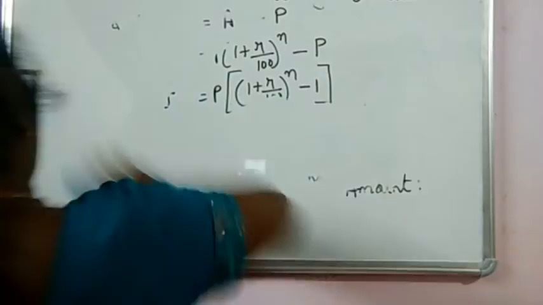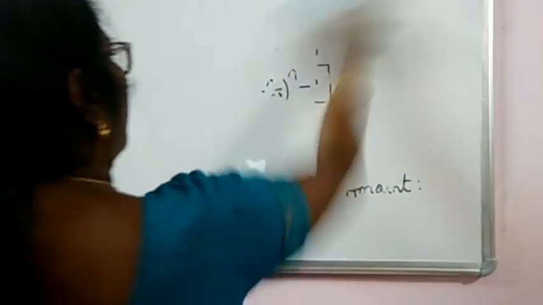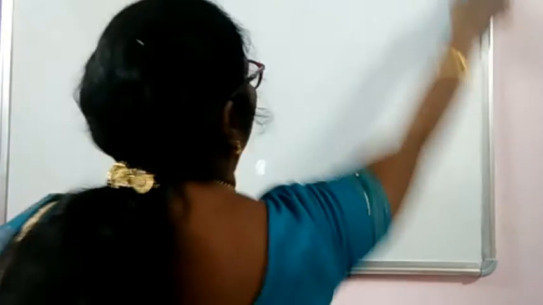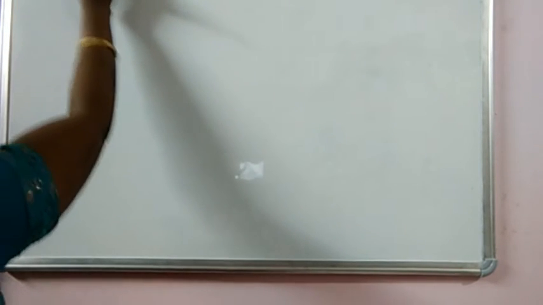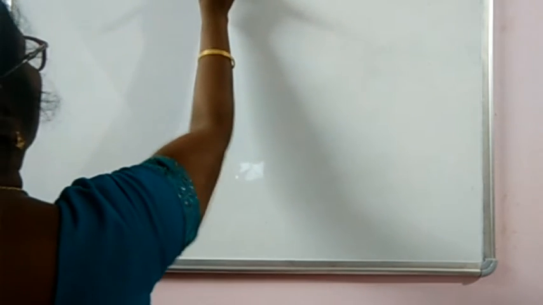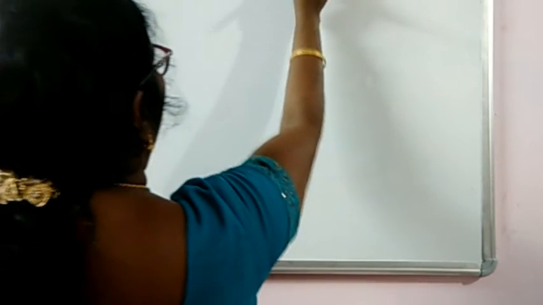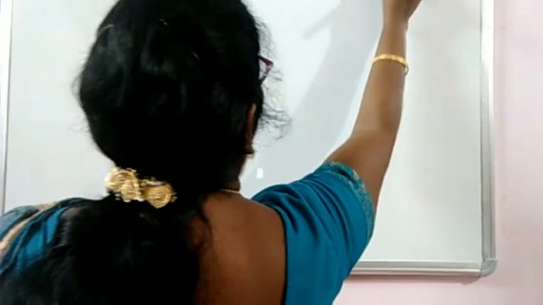Simple example I will give you. Same question, both cases I will do and show you. Suppose principal is 10,000 rupees. Rate is 10% per annum. Time is 1 year.